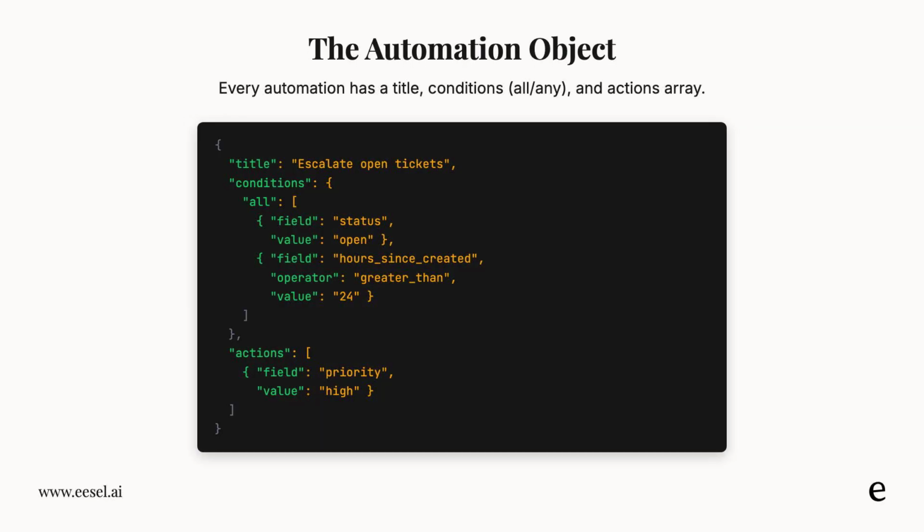Every automation is a JSON object with 3 key parts: a title, a conditions block with all and any arrays for your logic, and an actions array that defines what happens when conditions are met. Here's what a real escalation rule looks like.